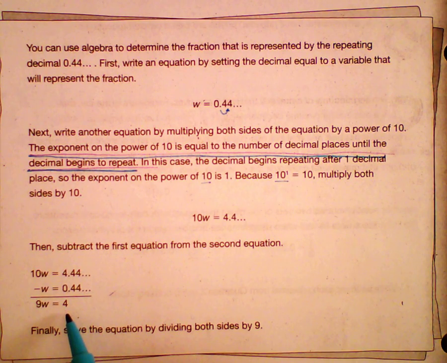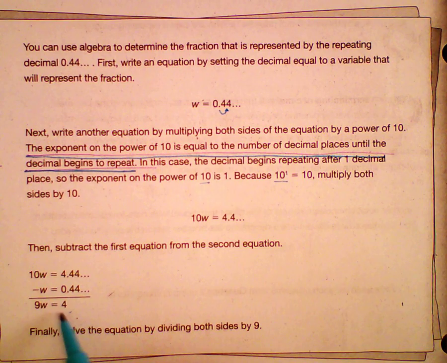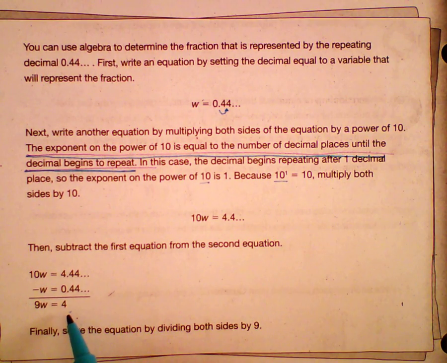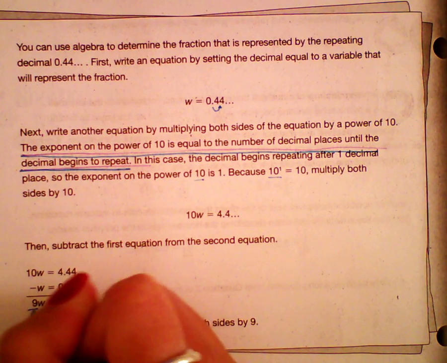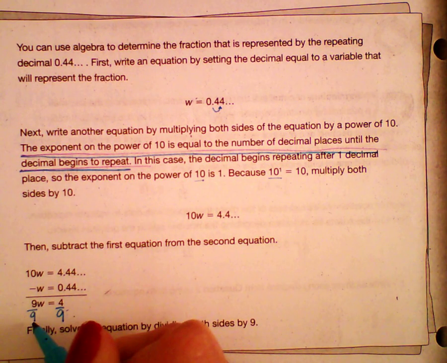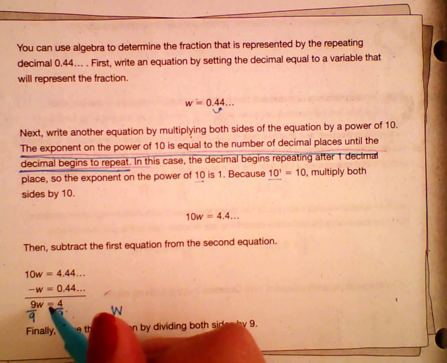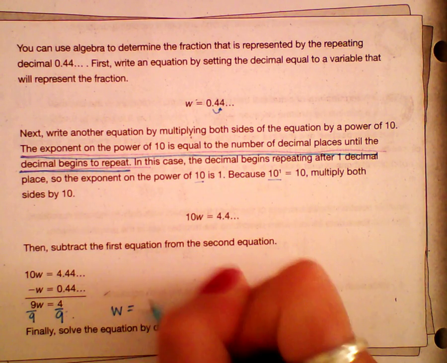Well, now I've got a one-step equation. 9W equals 4. In order to get the W by itself, I can divide both sides by 9. 9 divided by 9 is 1. So I'm left with 1W is equal to 4 over 9. And I can leave it like that.